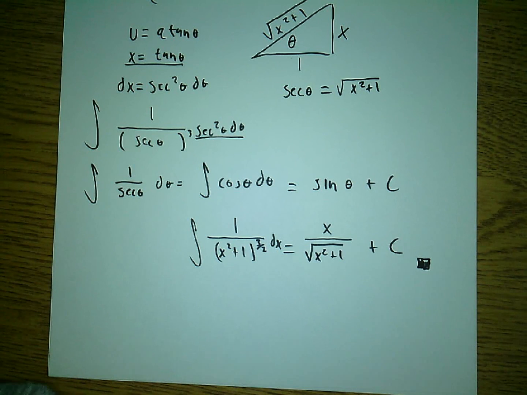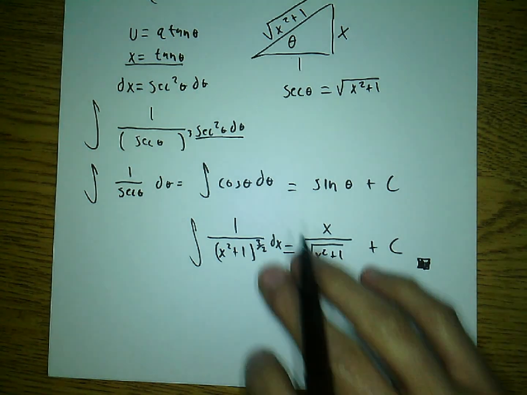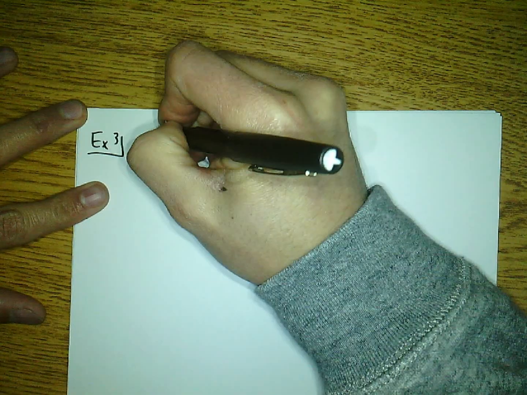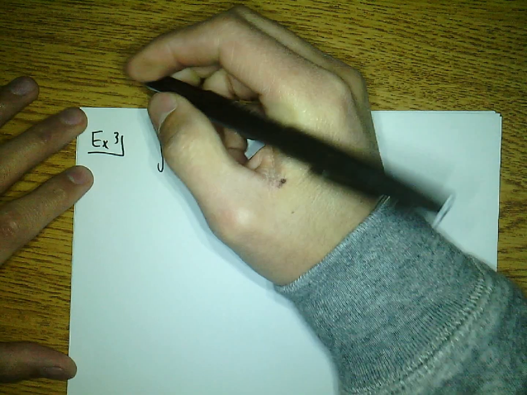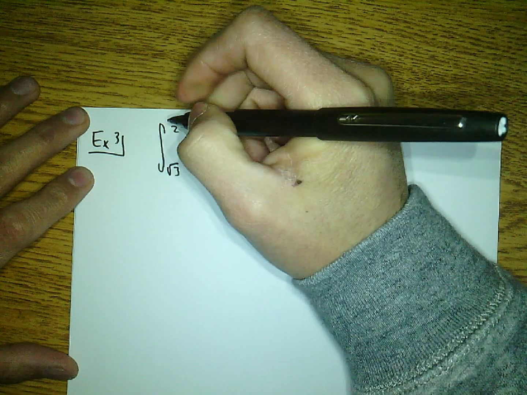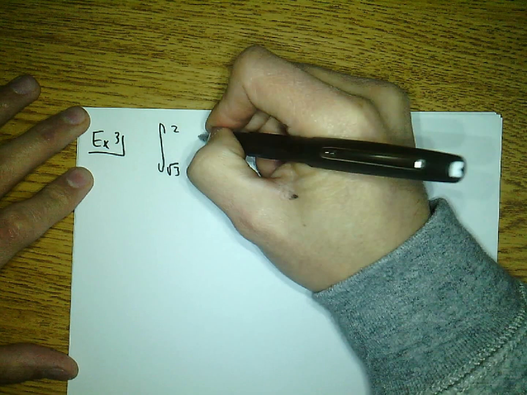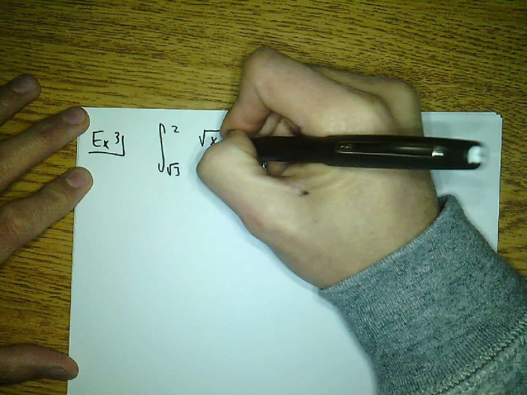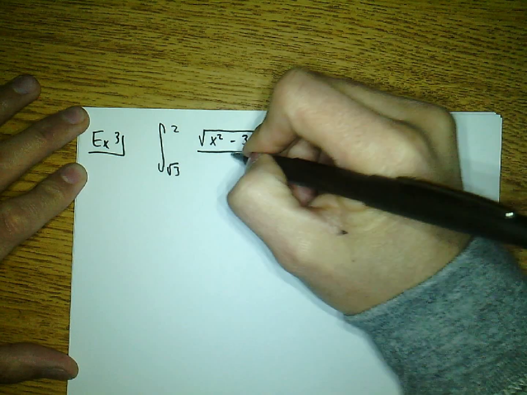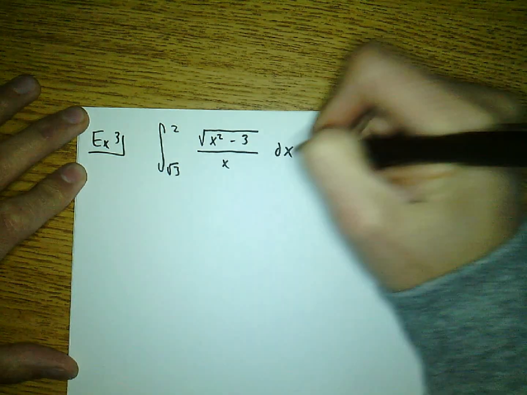Moving on to, I guess, our last example for today. Let's do a definite integral, okay? So example 3. Let's do a definite integral between the square root of 3 and 2 of the square root of x squared minus 3 divided by x dx.